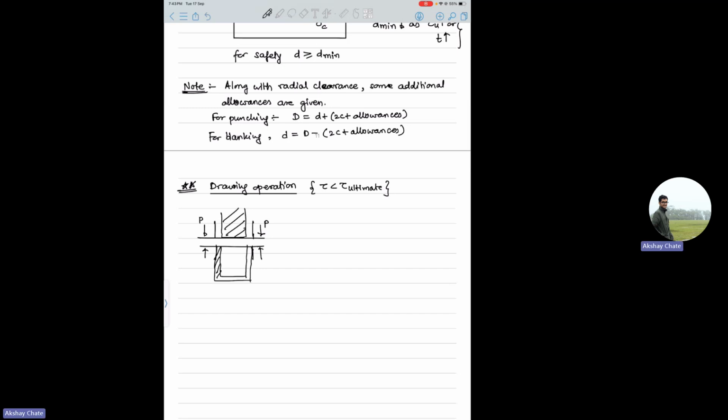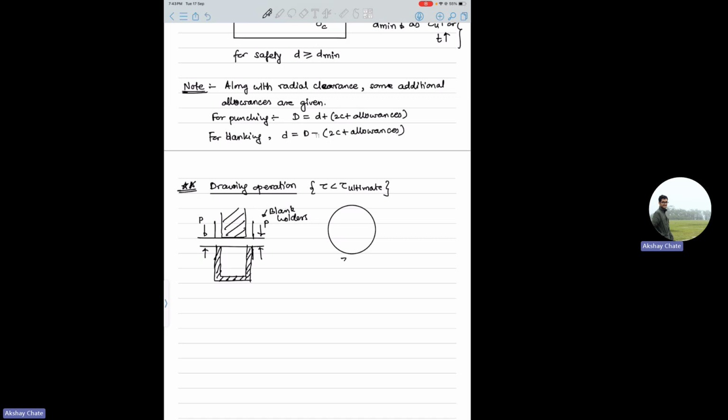This is how it goes. So here, an additional thing is blank holders. These are blank holders, and you have to understand one thing.